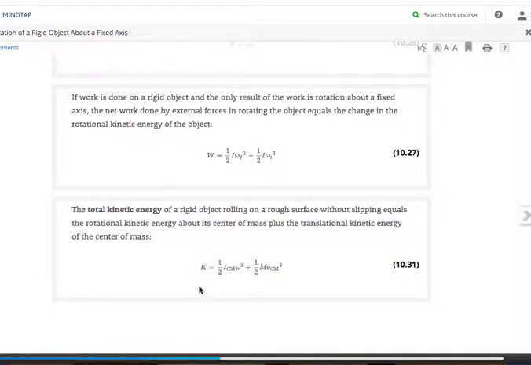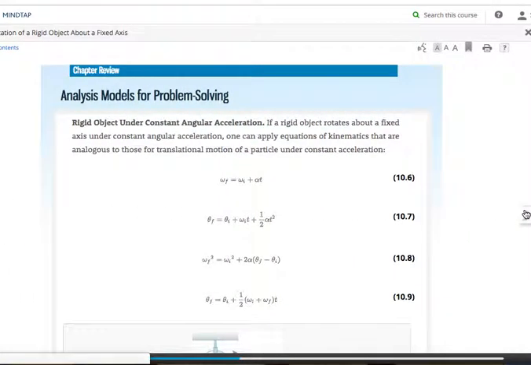And total kinetic energy, be careful, for something that's rolling without slipping, is going to include the rotational kinetic energy of the whole object plus the translational kinetic energy of its center of mass. And there are kinematic equations in rotational variable form.